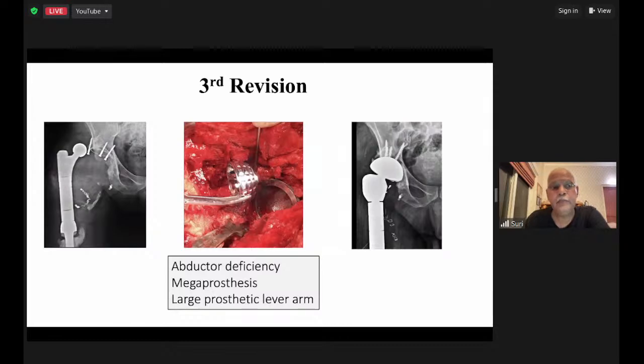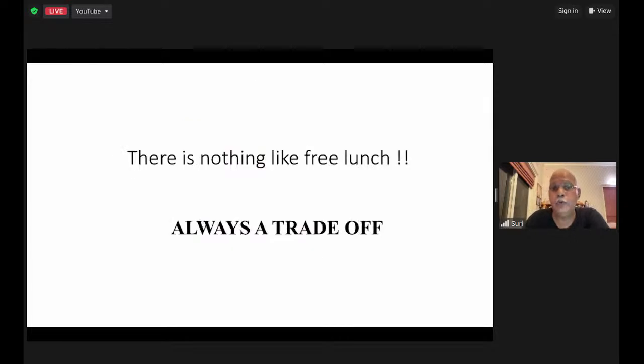And as a case example like this, when you have a total deficiency of the proximal abductors, we need to add system constraints in these cases. So abductor deficiency in megaprosthesis, with a large prosthetic lever arm, there is a high propensity for subluxation and dislocation. One should worry about it.